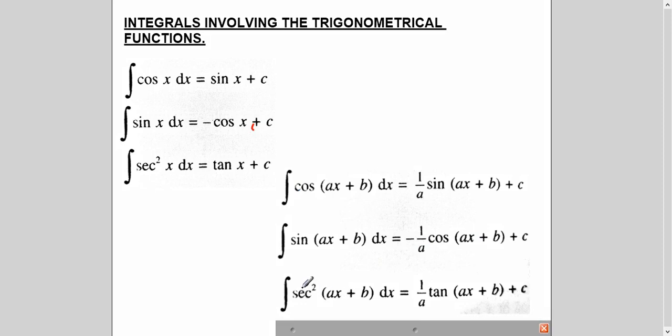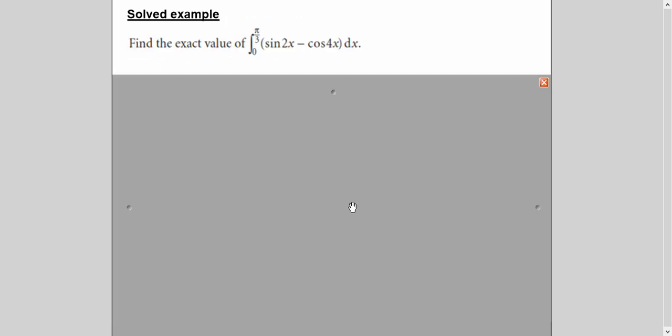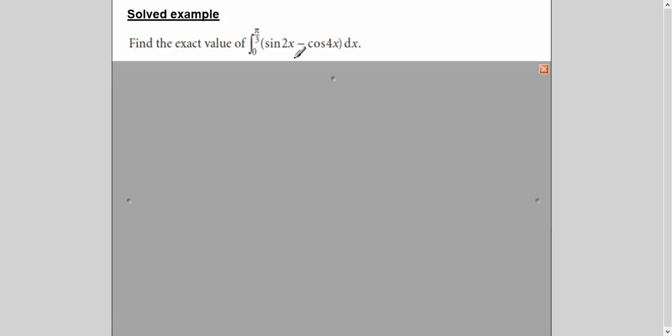Similarly, for integration of sec square ax plus b, it will be tan ax plus b divided by a, the coefficient of x. Again, you will have only this form in your syllabus, not any other form, this linear function. So let's see the example. How do we apply it?